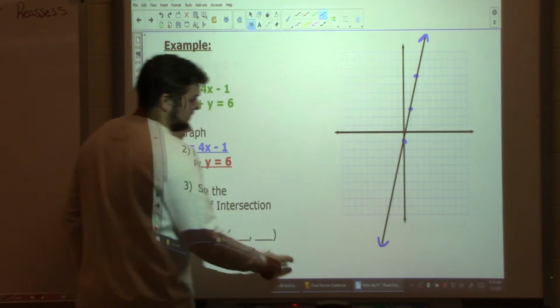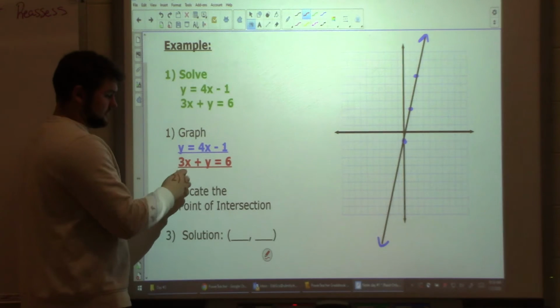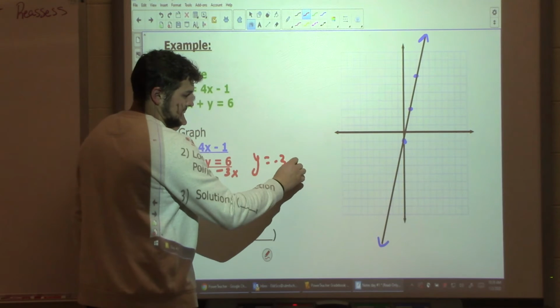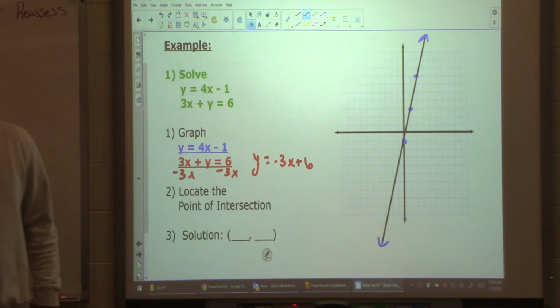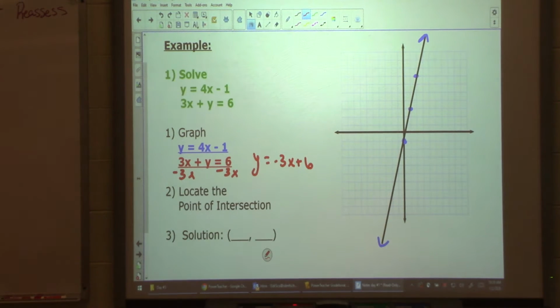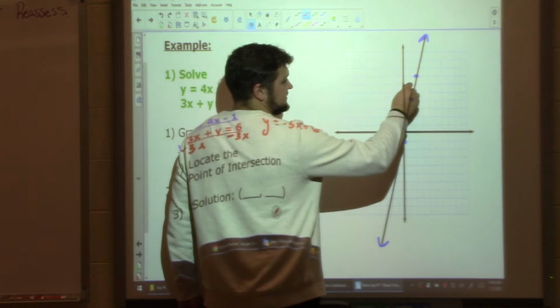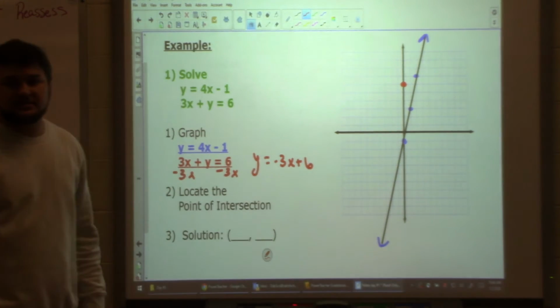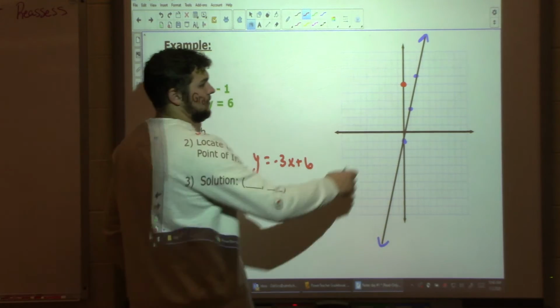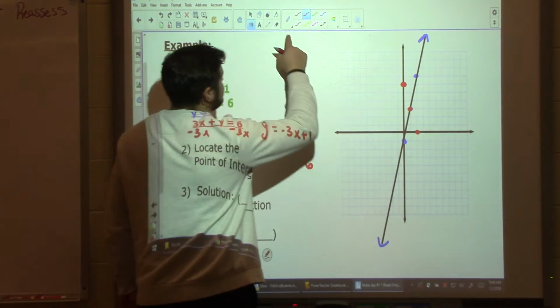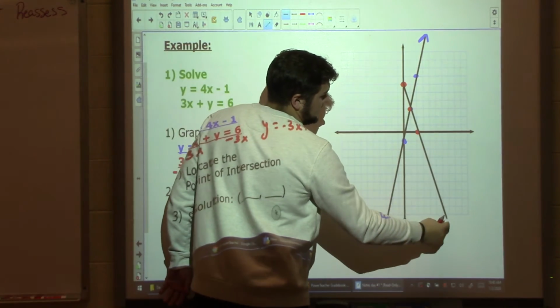Alright, second one here. I got to get it so it says y equals. So I'm going to subtract 3x. Y equals negative 3x plus 6. Willie, question? You good? Okay. Alright. Y-intercept is at 6. Positive 6, right? It's this b value at the end. So 1, 2, 3, 4, 5, 6. And my slope is? Negative 3 over 1. So down 1, 2, 3 over 1. Draw my line in.